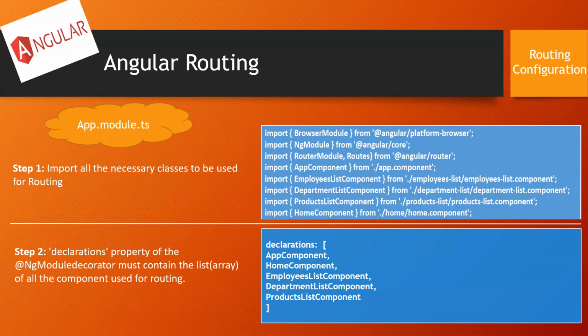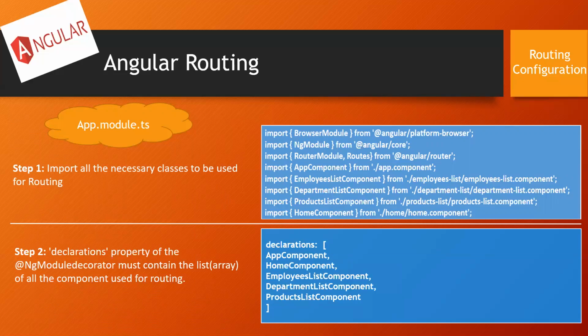Now, how to configure routing? Step one is that in the app.module file, we will import all the necessary classes to be used for routing. As you can see in the third line, we are importing RouterModule and Routes from @angular/router. Step two is the declarations section in NgModule. It should contain the list of all the components which will be used for routing.